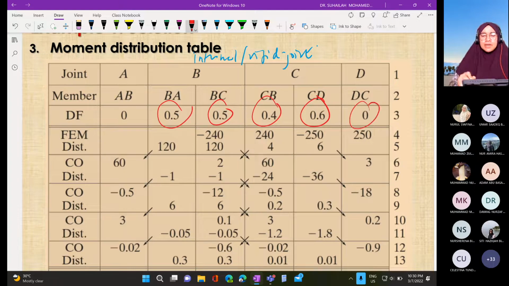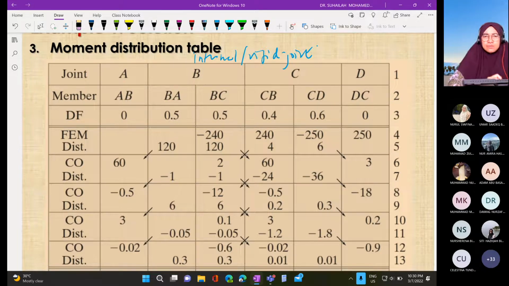Yang ni 0 sebab dia end fix. Because end fix ni, dia divide by infinity. So, dia dapat 0. Okay. So, ni distribution factor. Lepas tu, we have to put the first member end moment in the table. And member end moment in the table comes from FEM.